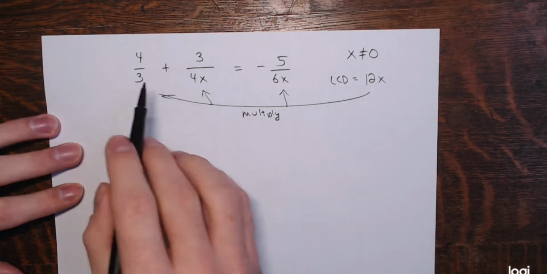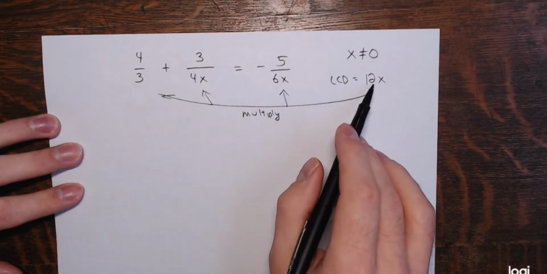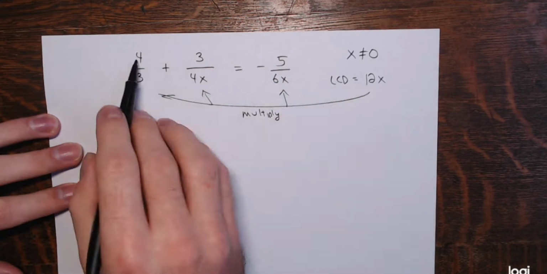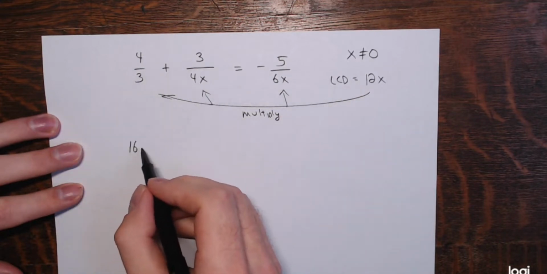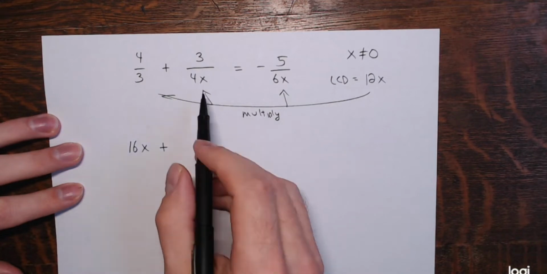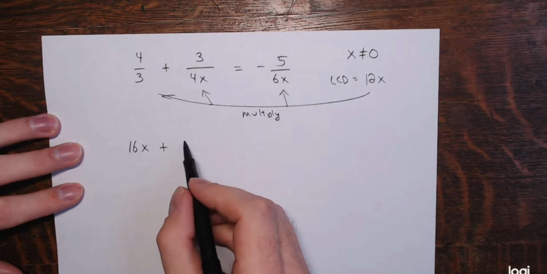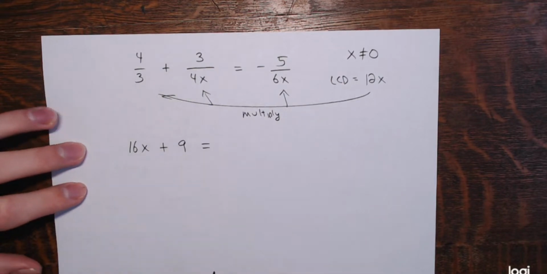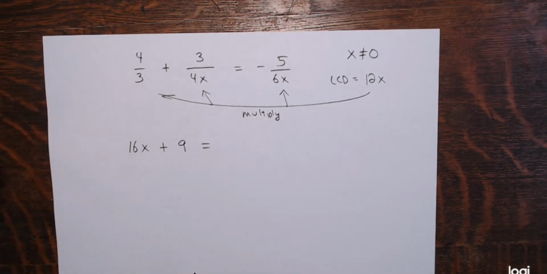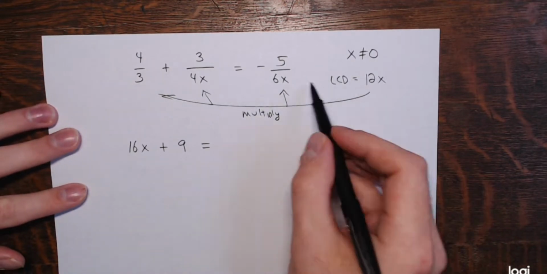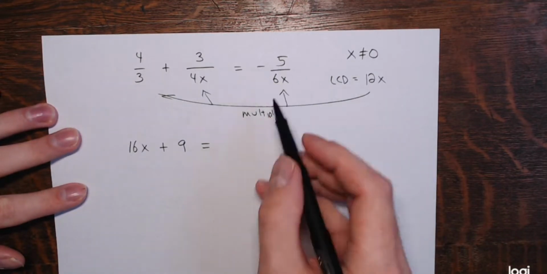Now, when you divide 12x by 3, that'll be 4x. 4 times 4x is 16x plus, then 12x divided by 4x is 3, times the 3 in the numerator would be 9. So you have 16x plus 9 on the left side after multiplying by the LCD. And then 12x divided by 6x is 2, times the negative 5 would be negative 10 on the right side.